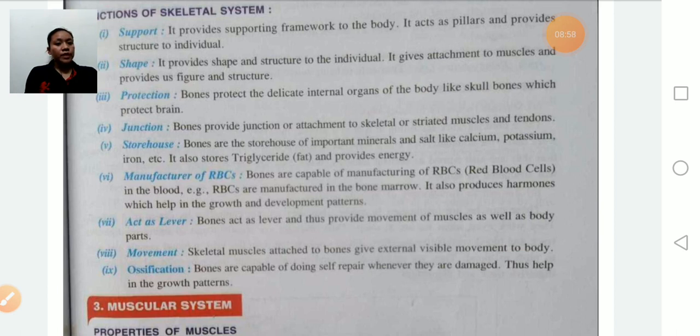Protection: bones protect the delicate internal organs, like skull bones which protect the brain. It provides protection to internal organs like the heart, liver, etc.